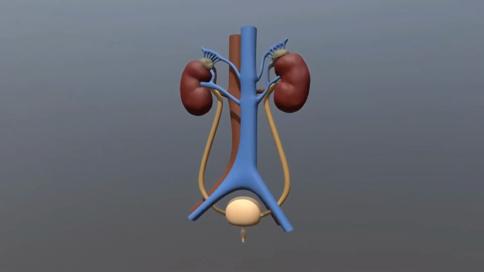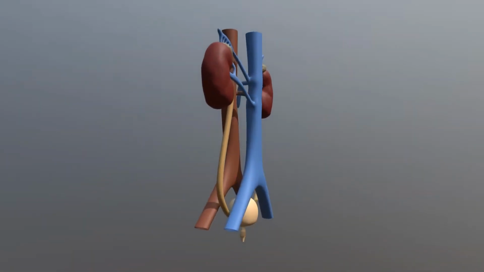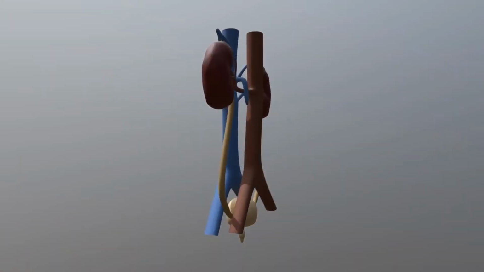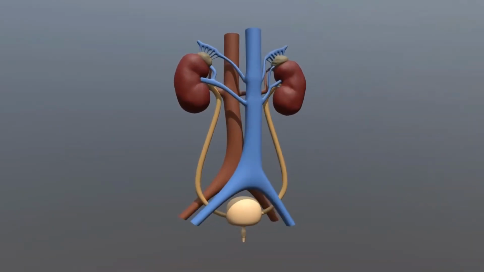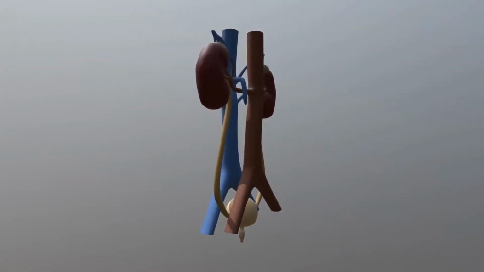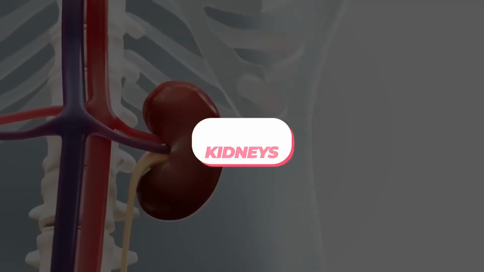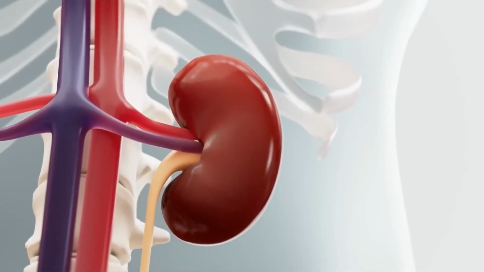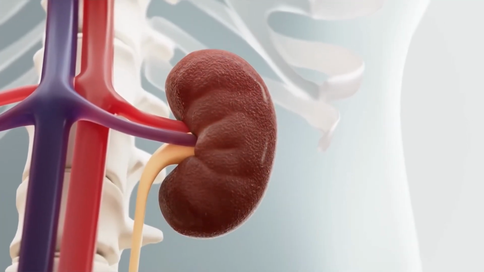The urinary system. The urinary system, also known as the renal system, is responsible for filtering the blood, removing waste products, and regulating the body's fluid balance. The main organs of the urinary system include the kidneys, ureters, bladder, and urethra. Kidneys. The kidneys are a pair of bean-shaped organs located in the upper abdomen, on either side of the spine.